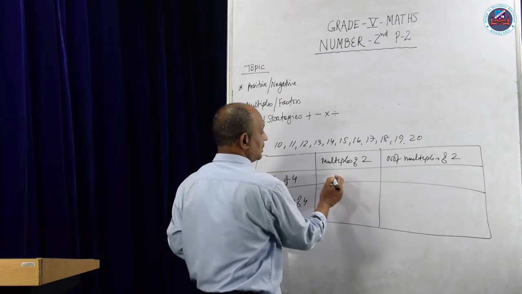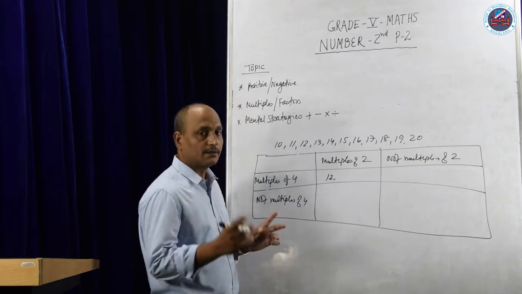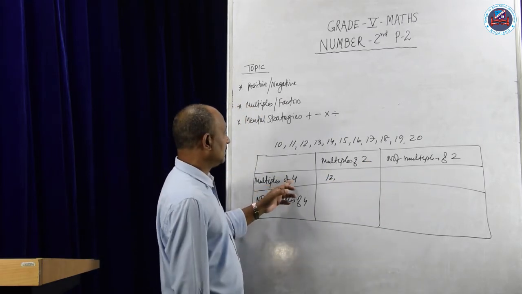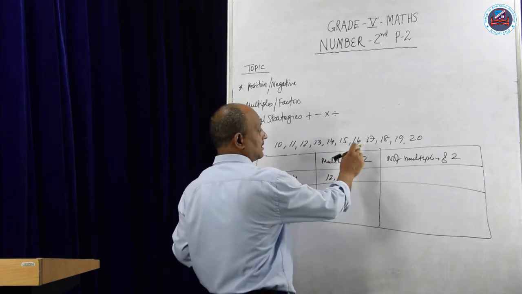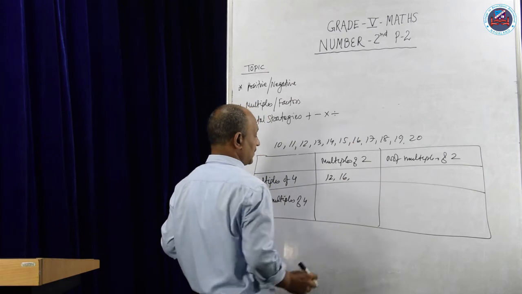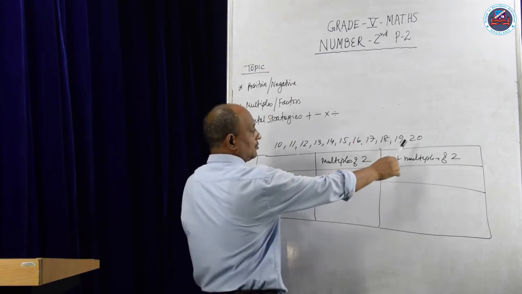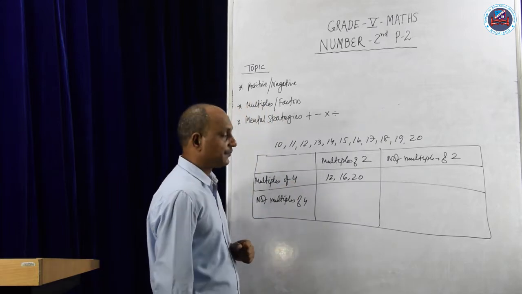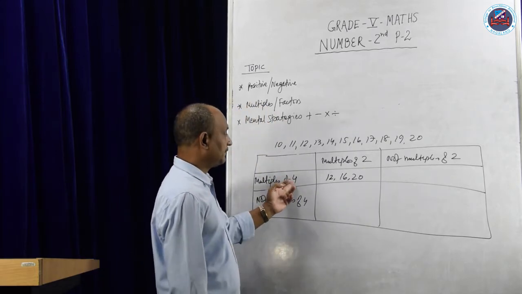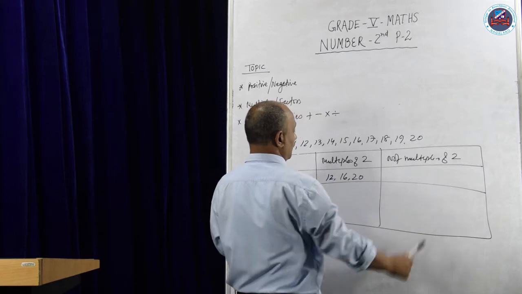and 2 6s are 12. Matching. Then 4 4s are 16 and 2 8s are 16. Both are matching. 4 5s are 20 and 2 10s are 20. This is also coming here. Now multiple of 4 but not multiple of 2.